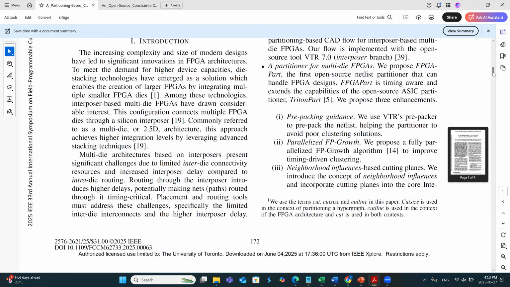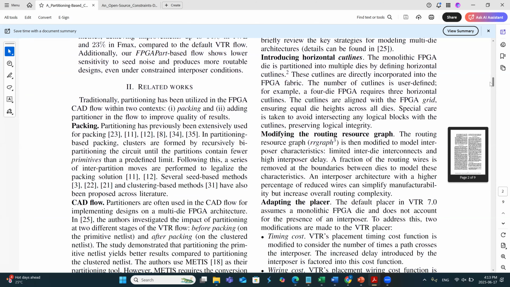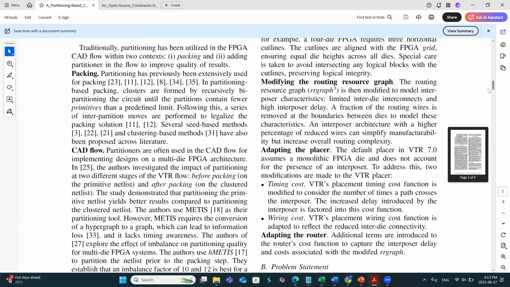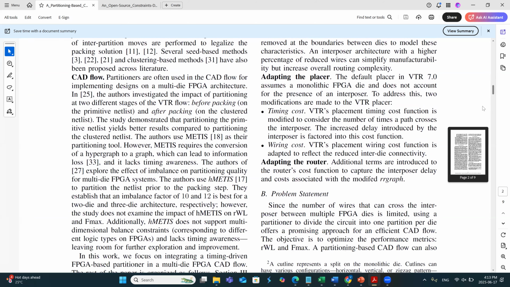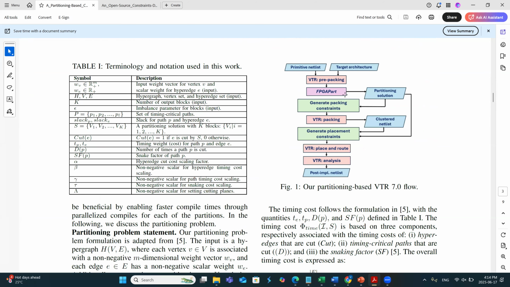So Andrew Kahn's group has built on that by basically using their latest and greatest partitioner. And let's see, what did they do? So they built into that same CAD flow, and they again use the partitioner to guide the packer. And they now take in the molecules that the pre-packer creates, like carry chains and LUTs plus flip-flops, and make sure they don't cut those. And then they constrain the packer, they constrain the placer.